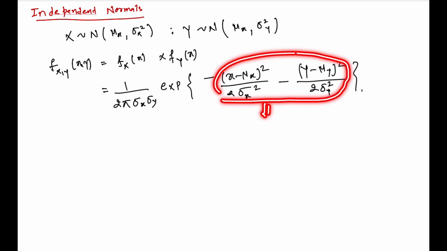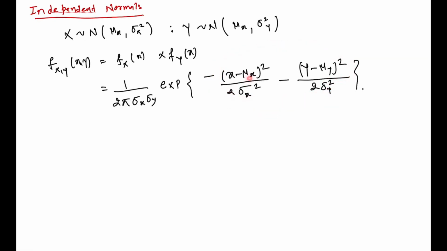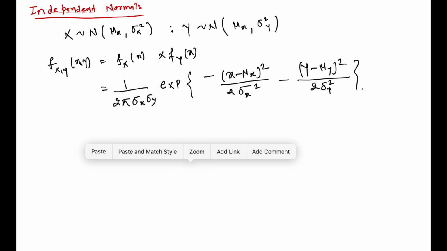And if you look at the plot of this joint PDF, this is nothing but the equation of an ellipse, right? And it will have the center at mu x and mu y. So these means will decide where the center of the ellipse will be, and the variances will decide the length of the major axis and the minor axis, right? If we have to draw the contour of this joint PDF, let me first show you how the joint PDF plot and its contour will look.